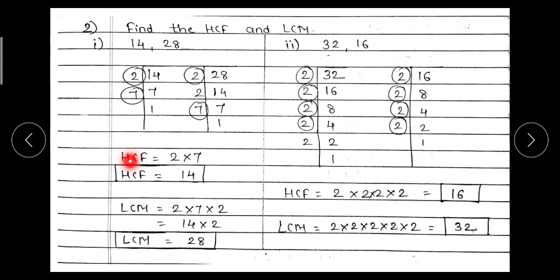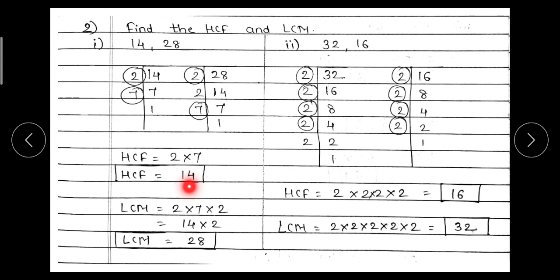Now HCF. Common factors are, this 2 is common, so write 2. 7 is common, write 7. Okay, so the HCF of 14 and 28 is 14. 2 sevens are 14. So the HCF we have got is 14.